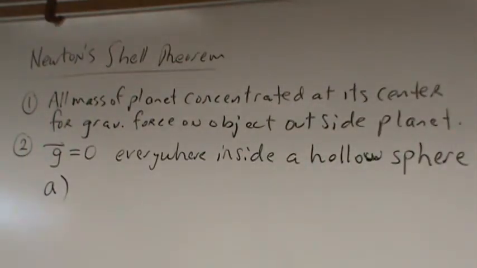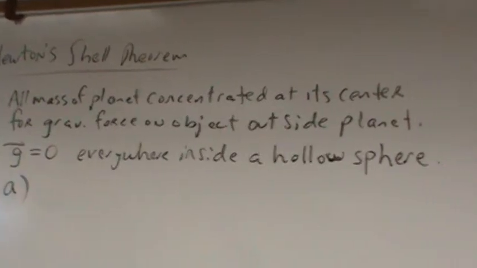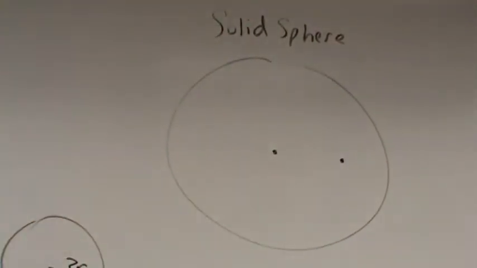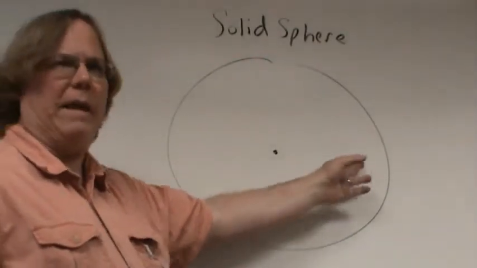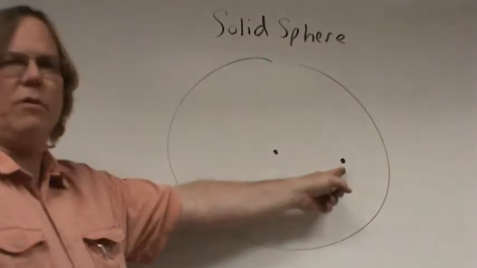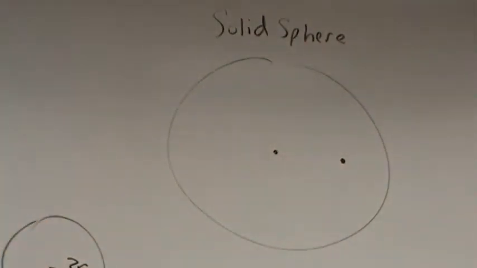What if I've got a planet, but this is a solid sphere. This isn't a hollow sphere anymore. It's a solid sphere. What's the gravitational force when I go inside the radius of the planet? What's the gravitational force right there going to be?